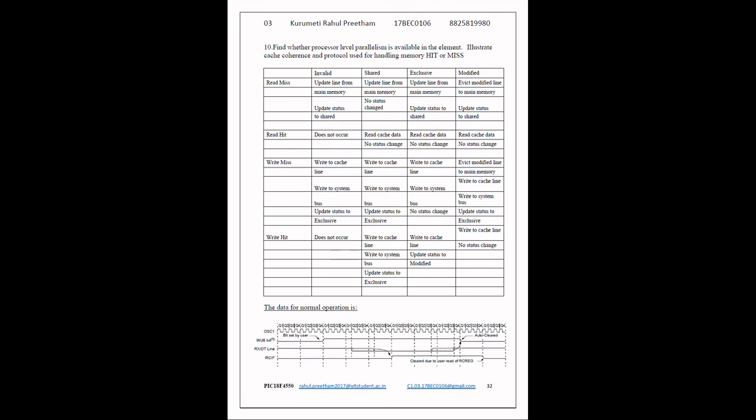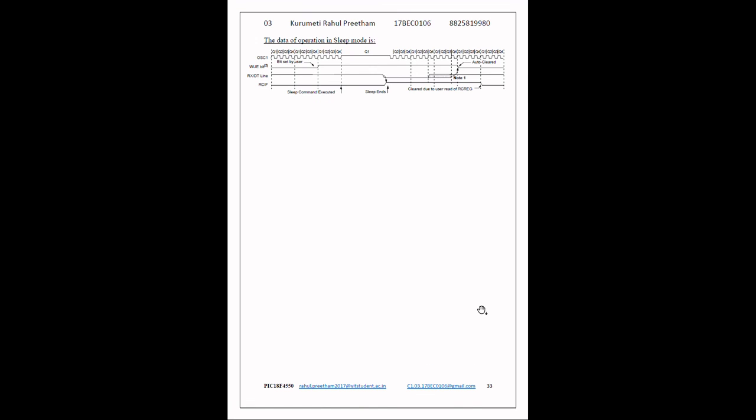Now the given table shows the hit rate and miss rate and also the handling of the memory in the device. This is the normal mode of operation, and next is the sleep mode operation.